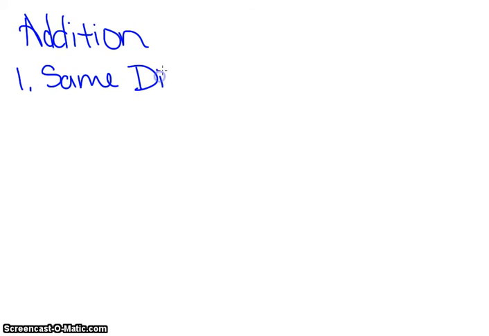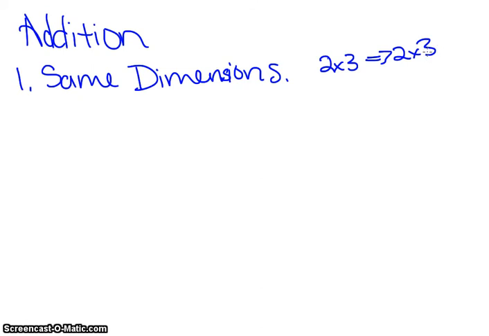So first off, with the addition, there are two rules. One, the matrices (matrices is plural, matrix is singular) have to have the same dimensions, meaning if you had, let's say, a 2 by 3, you could only add it to a 2 by 3. If you had a 5 by 100, you could only add it to a 5 by 100.